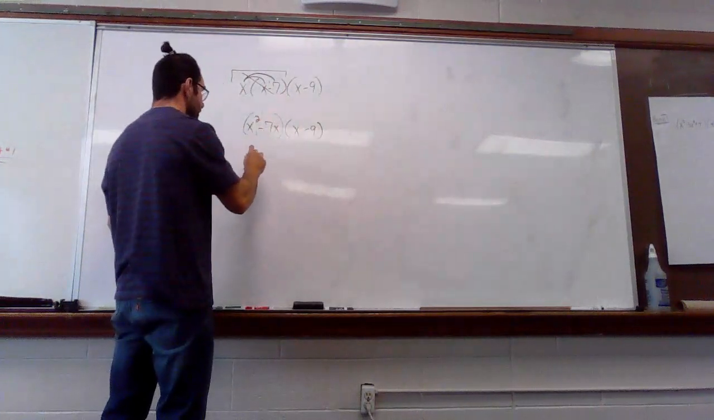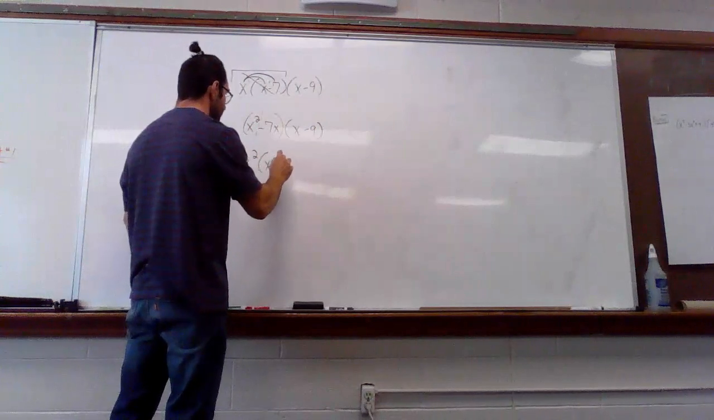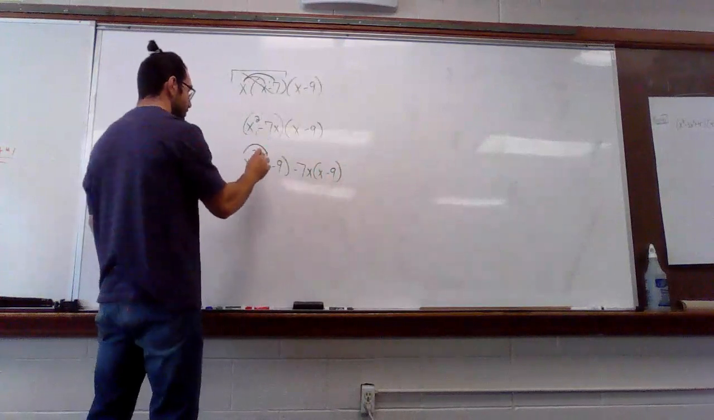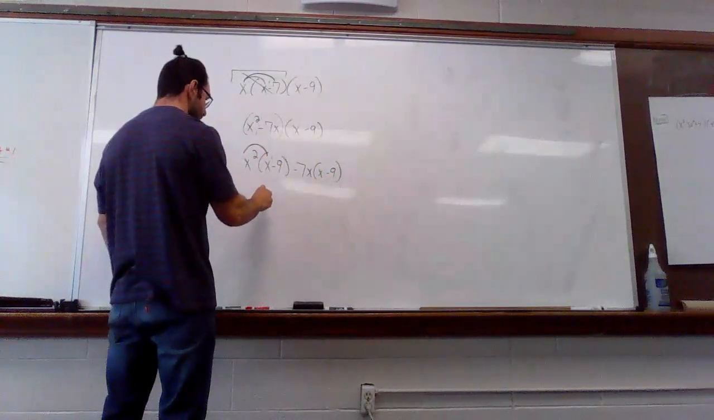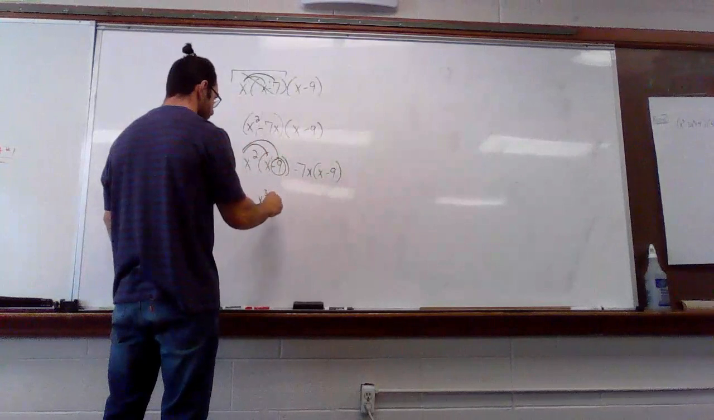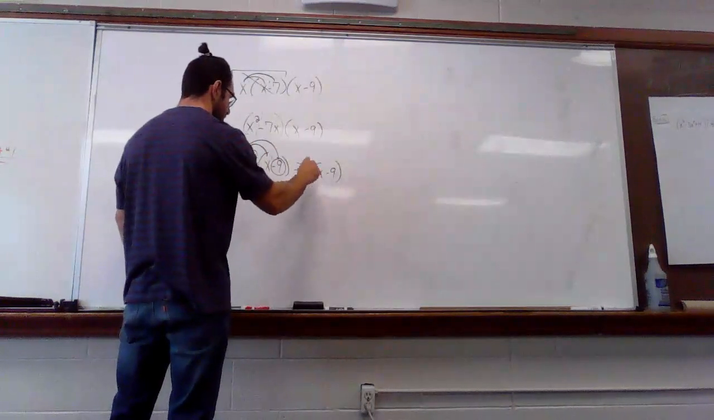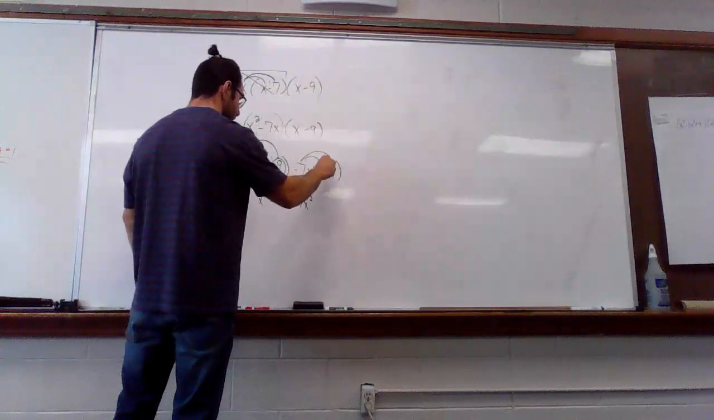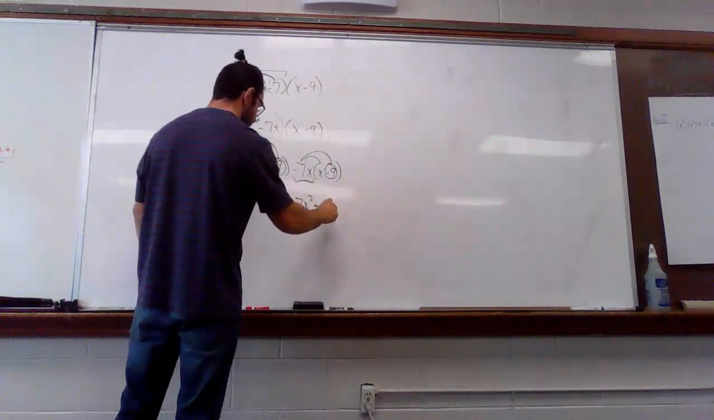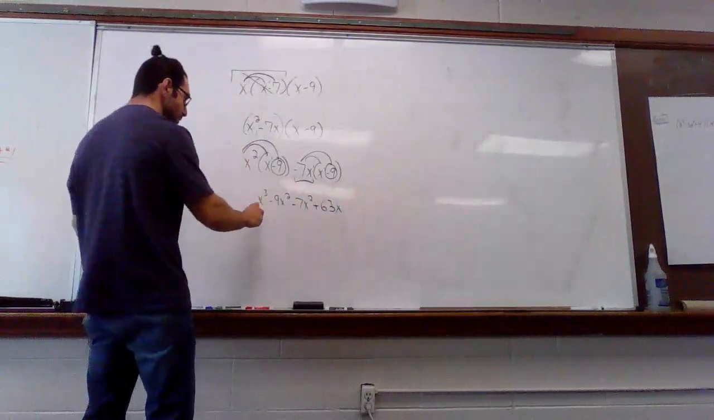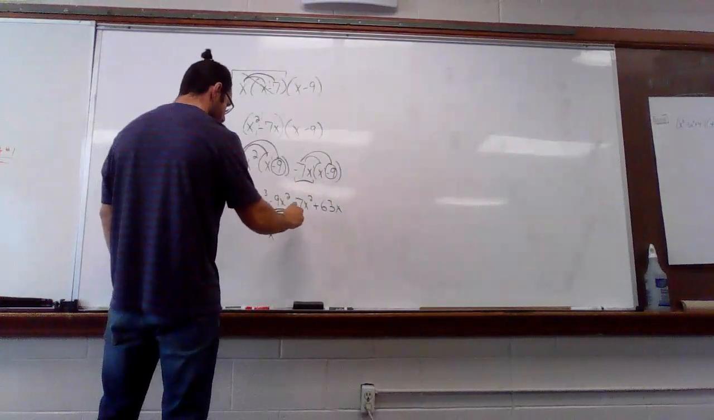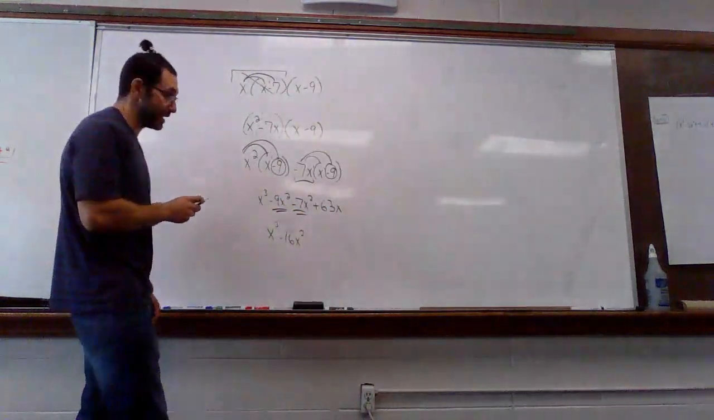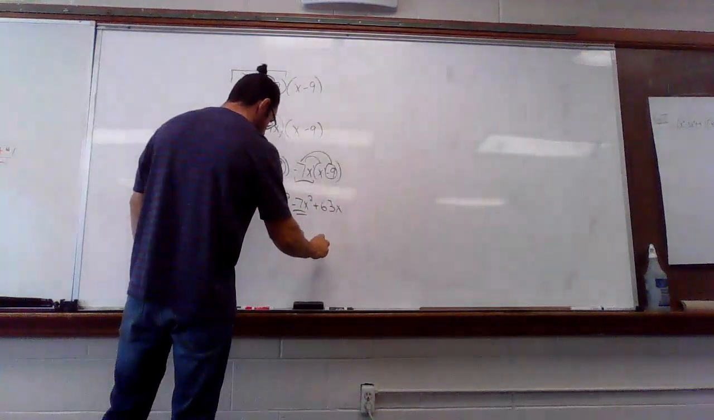And I split it. X squared times x minus 9. Negative 7x times x minus 9. Distribute. Well, that's going to have a 1, so that's x to the third. Negative 9x squared. Negative 7x squared. Positive 63x. Only 1 x cubed. Negative 16x squared. I can do that because they have the same base and exponent. Plus 63x.